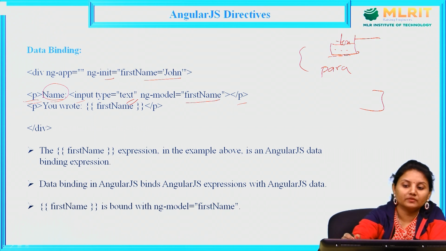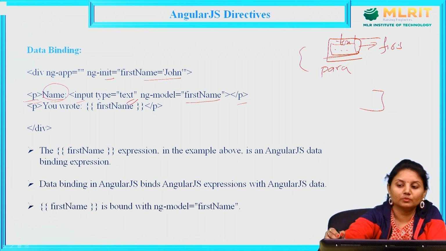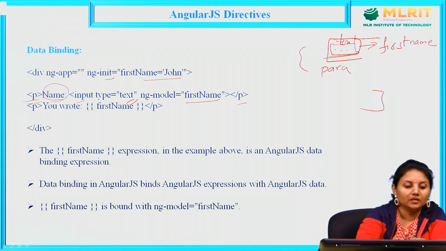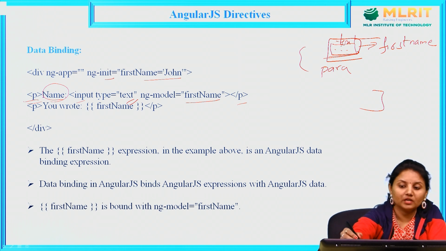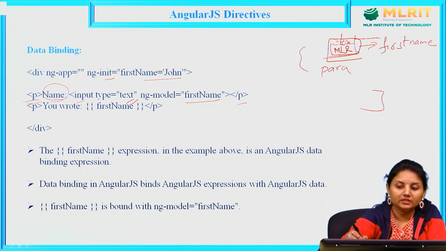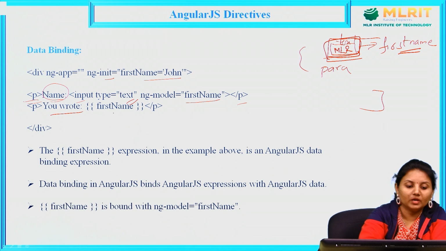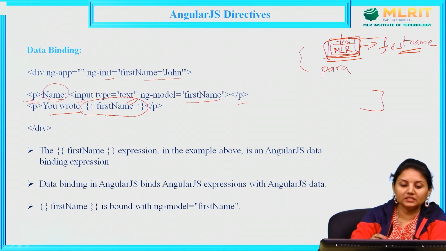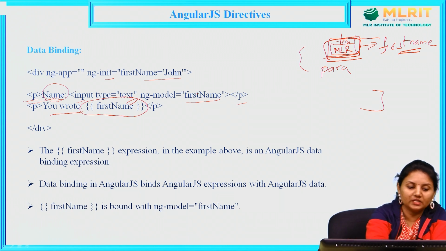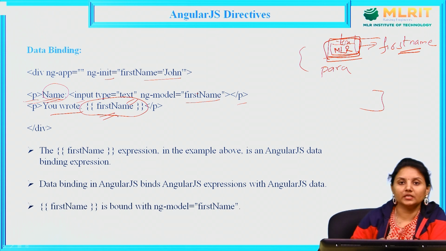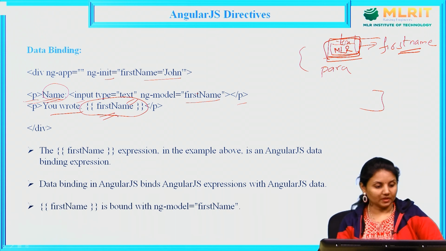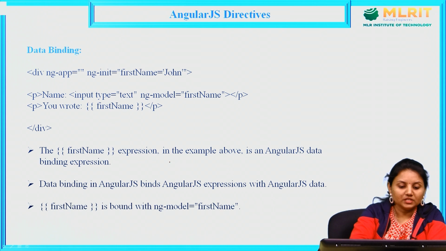This input is given the name first name. Whatever you give here, suppose you give MLR, that is nothing but your first name. So, you are printing this first name, whatever you gave in this input, here in the p tag. Then the first name expression in the above example is nothing but a data binding expression.